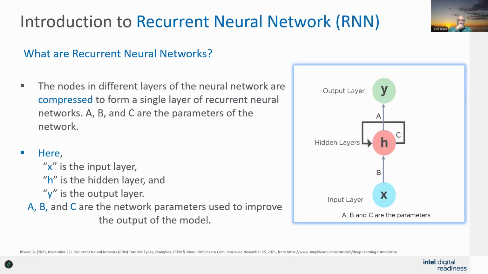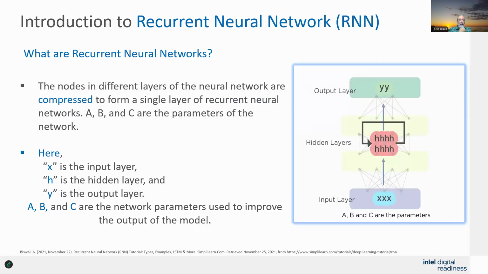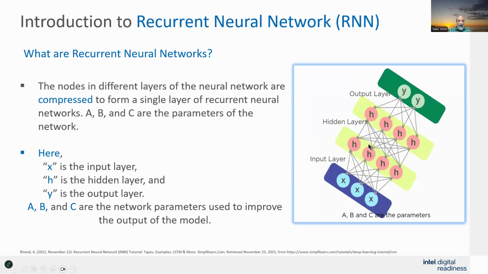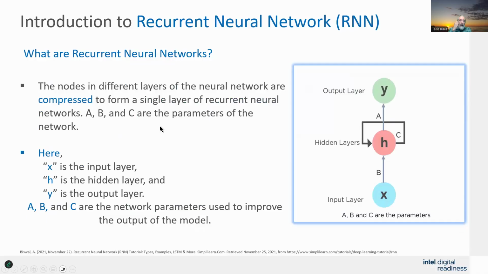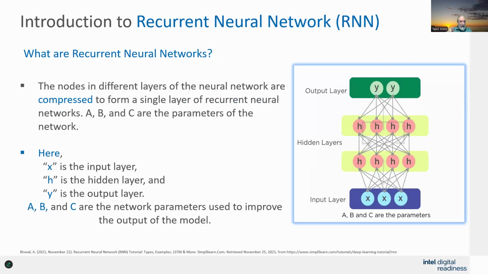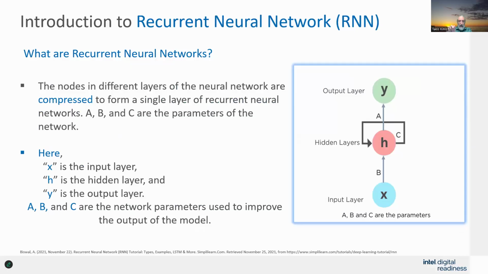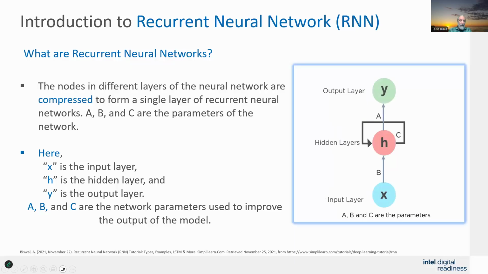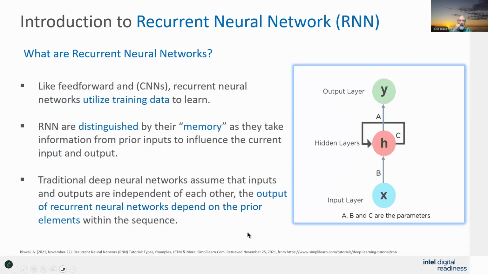All right, it says the different nodes of the neural network are compressed to form a single layer of recurrent neural networks. It says A, B, and C, and those are these little lines here, right? So the input, the output, and the loop back are all there. And the ABC, the input, the loop back, and the output are things that are tweaked in this model to improve the output of the model. It's like, well, this is what happened this time. Let's adjust, see what happens this time. And because they're parameters, they can be adjusted.